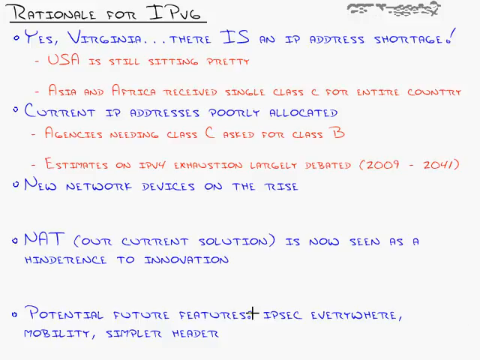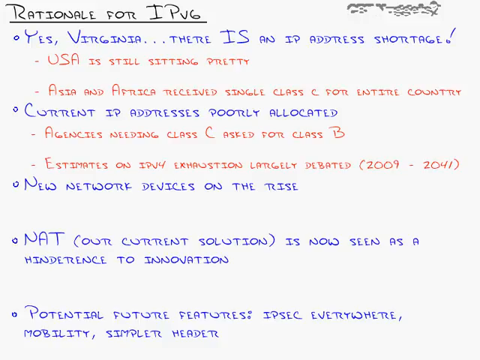So estimates on IP version 4 exhaustion are largely debated, meaning some people say by the year 2009 we'll be out. Frankly, I really doubt that, just because we've lasted this long, and I think we should be able to last a little longer. Some estimates go as far as the year 2041 where we'll be out, but hopefully by then we've migrated over anyhow. New network devices are on the rise. NAT is currently seen as a prohibitor of progress rather than a good solution anymore. That NAT is what allows our current internet version to survive, even though we'd have nowhere near the amount of IP addresses that we need.